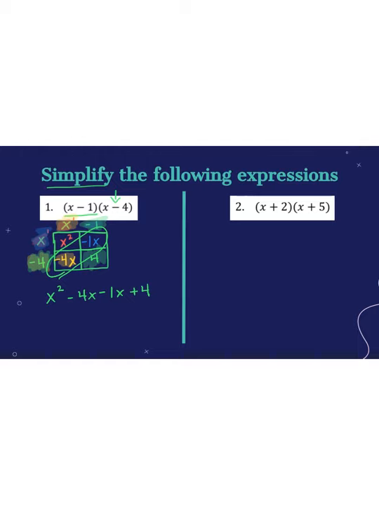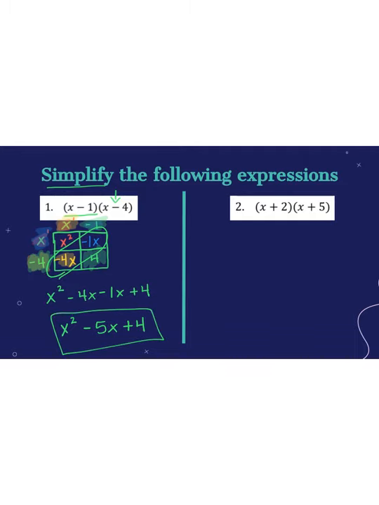So I'm not done because I can still see that I have a negative 4x and a negative 1x, and I can combine those. So my x squared stays x squared. Negative 4 minus 1 is going to give me a negative 5, and those x's stay the same. And then that positive 4 I can't do anything else with, so I'm just going to write that positive 4, and this is going to be your final answer.